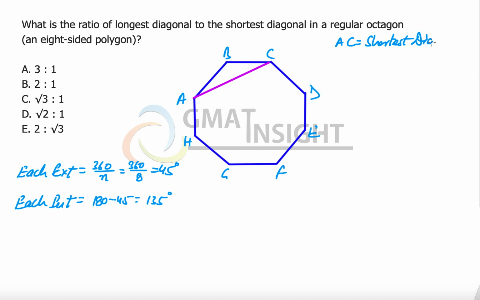And the longest diagonal, we have to think whether it is AD or AE or AF. So AE, it will be the longest diagonal. We can understand, ADE, if you clearly look at it, then it will form a right triangle in which AE will be the hypotenuse. So we draw this line AE. So AE is the longest diagonal. So basically what we have to find out is AE over AC. That's the question.